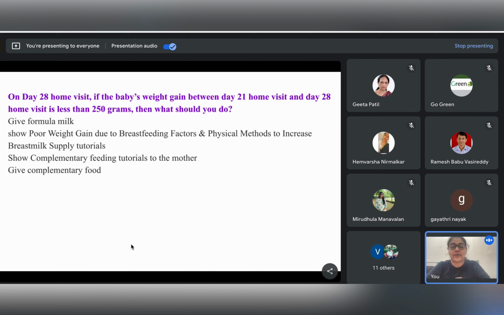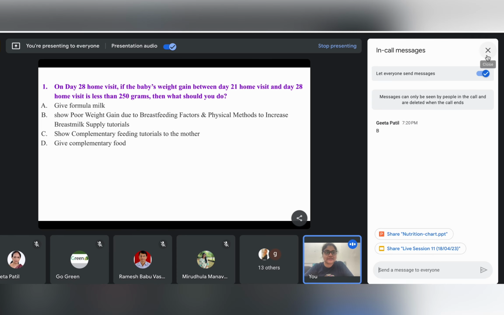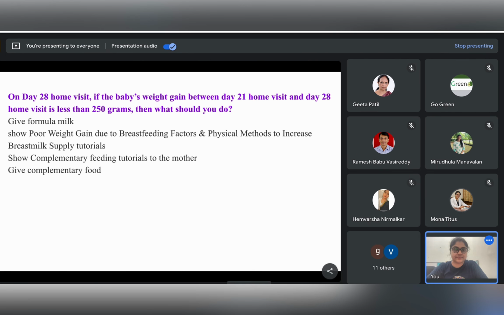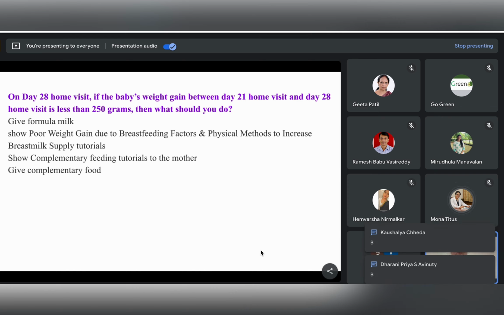For the first question, on day 28 home visit, if the baby's weight gain between day 21 home visit and day 28 home visit is less than 250 grams, then what should you do? What do you think should be the answer? What about others? Option B. Yeah, correct. So option B.